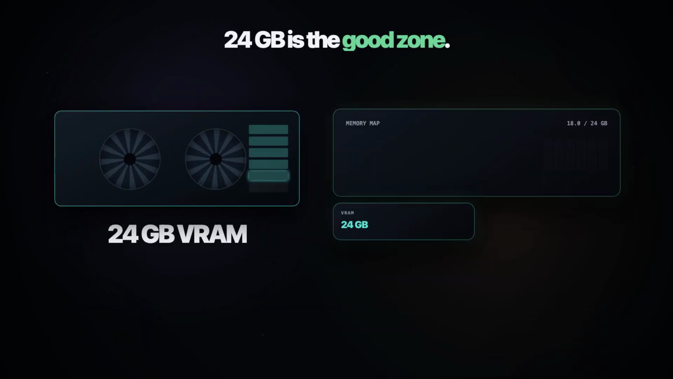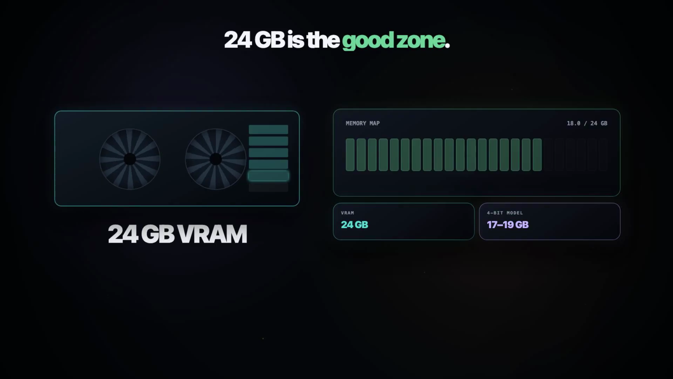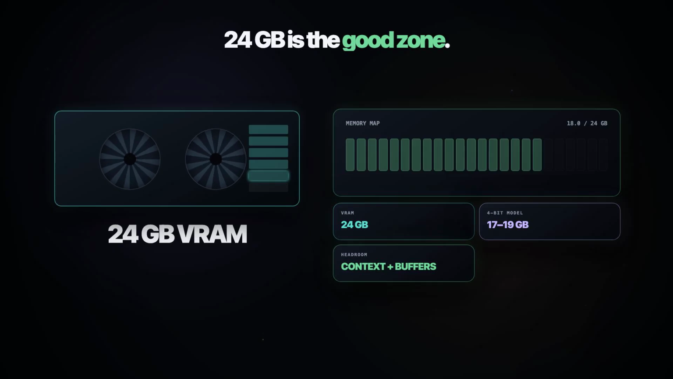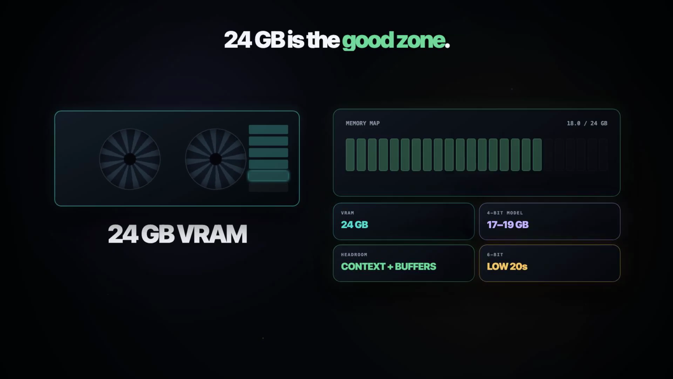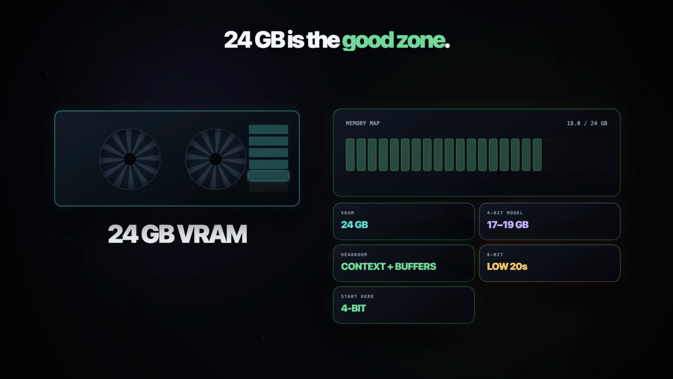If you have 24 gigabytes of VRAM, you are in the good zone. The recommended 4-bit build needs roughly 17 to 19 gigabytes of memory. That means cards like the RTX 3090 and 4090 have enough room not only for the weights, but also some breathing space for context, runtime buffers, and other overhead. There are also 6-bit builds around the low 20 gigabyte range if you want to push quality higher. For most people with 24 gigabytes though, 4-bit is probably the obvious starting point.